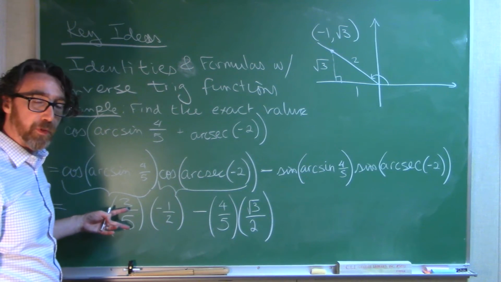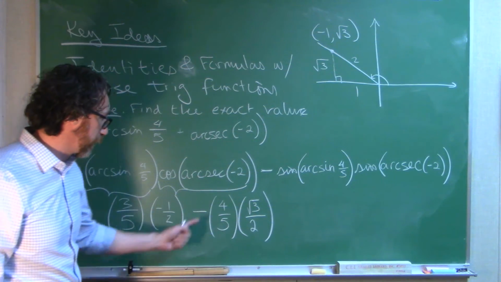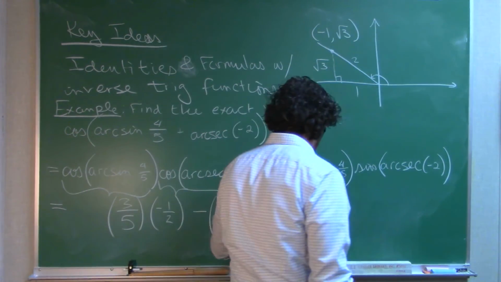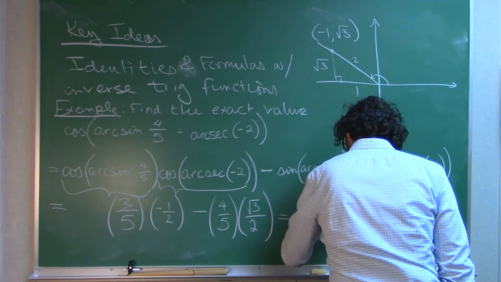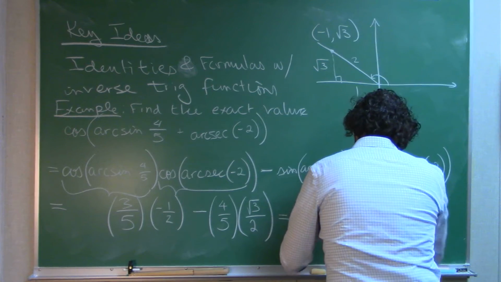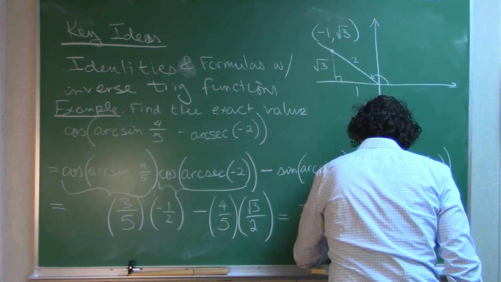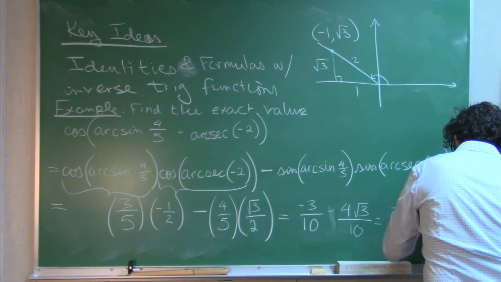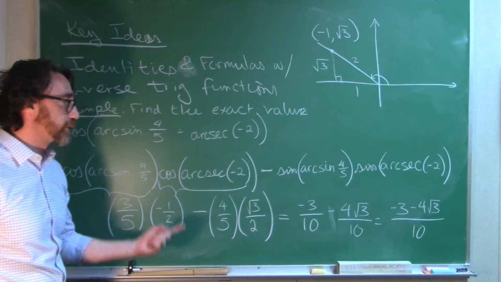Okay, we're doing some work with fractions here. Not hard. To multiply them, go straight across. This is -3/10. Well, this is 4 radical 3/10. And that's a minus, so plus 4 radical 3/10. Okay, so we've got the exact value for this.